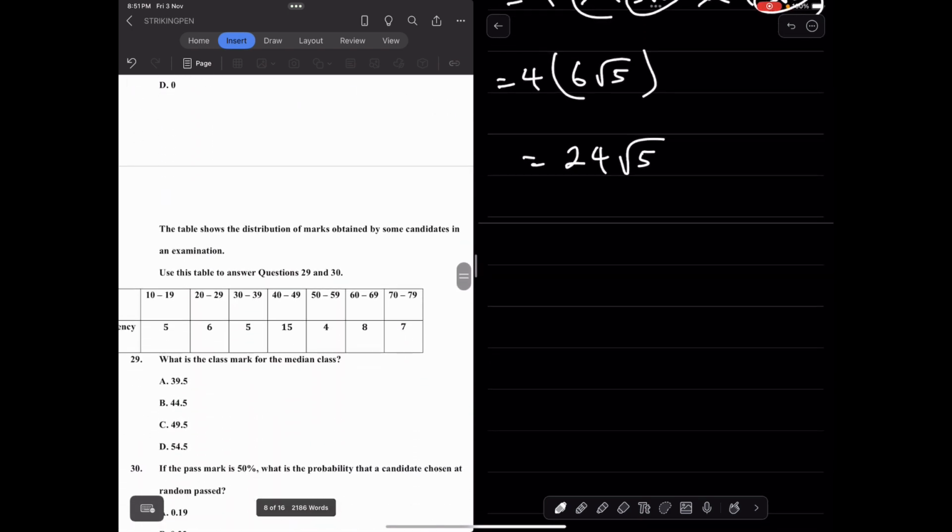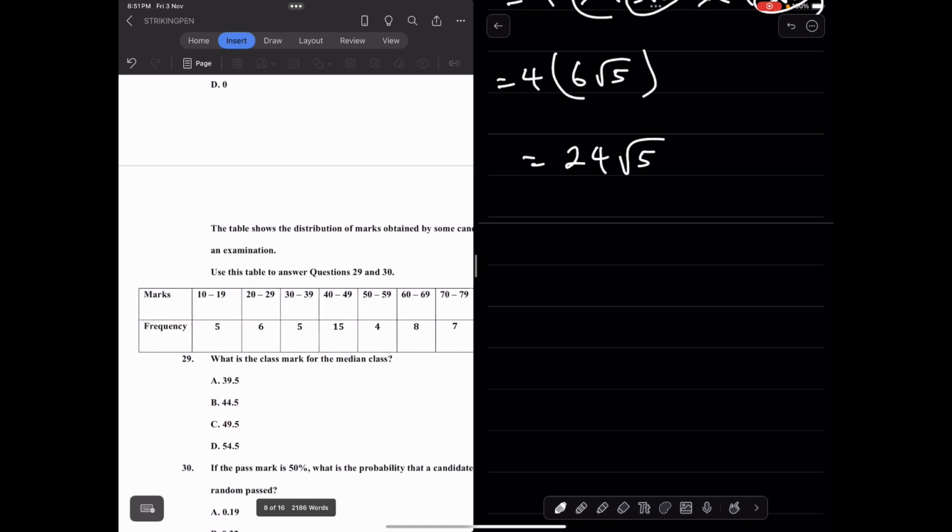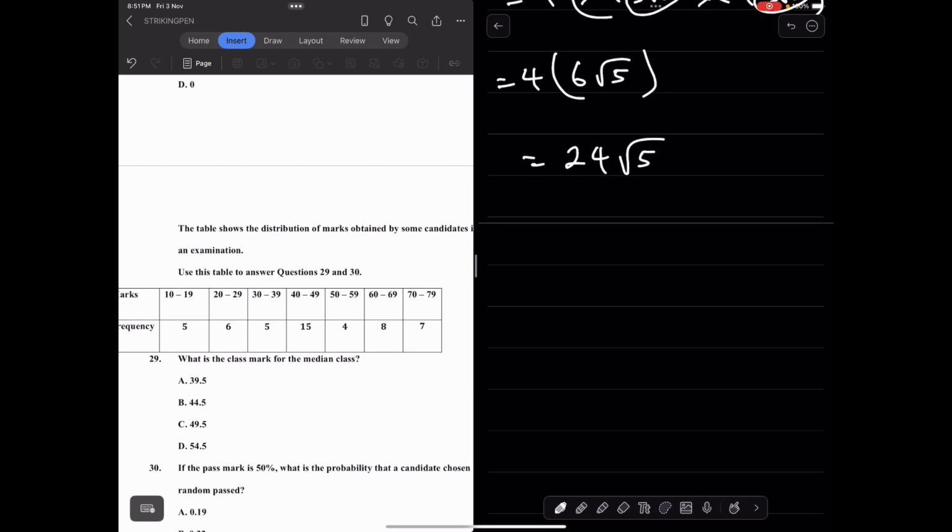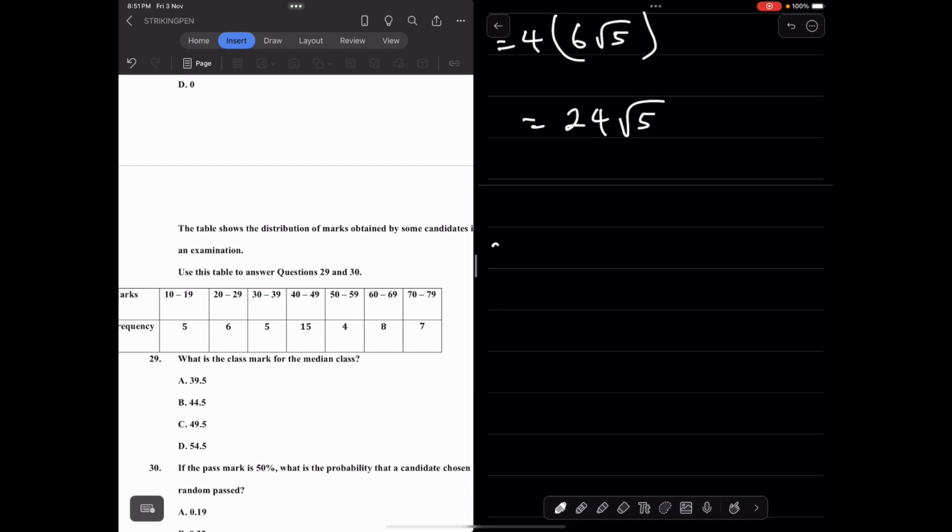Now the next one is, okay, the table shows a distribution of marks obtained by some candidates in an examination. Use the table to answer questions 29 and 30. Question 29 says, what is the class mark for the median class? The median class is the class that contains the middle scores. The total frequency, if we add all the frequencies, 5 plus 6 plus 5 plus 15 plus 4 plus 8 plus 7, is going to be 50.